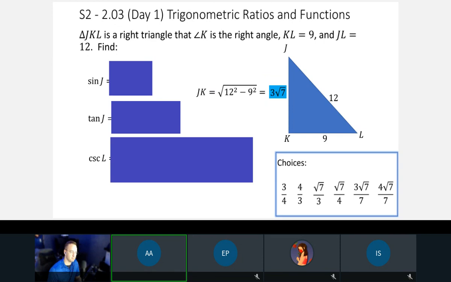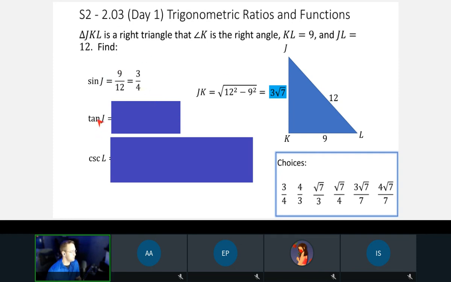Yes, sir. All right. This is radical 63 simplified, correct? Yes. Okay. All right. So looking at sine of angle J, well, sine is opposite over hypotenuse. So it's 9 over 12. Reduced is 3/4. So that's that answer.